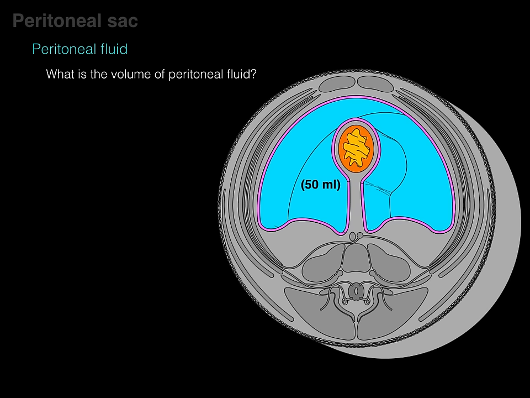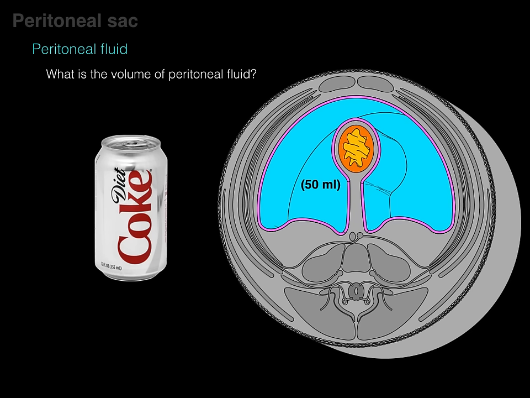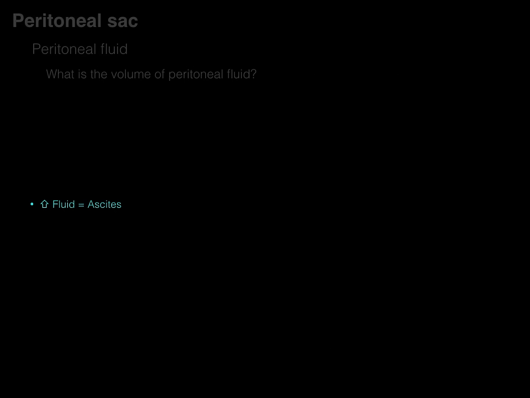So most of this peritoneal space, or the peritoneal cavity, is actually really small, and there's only a little bit of fluid. So how much is it? Well, there's a can of Coke. That's about it. Diet Coke, that's about it. 50 milliliters, or 1.7 fluid ounces, of a can of Diet Coke. Now, if you have too much peritoneal fluid, it's called ascites.